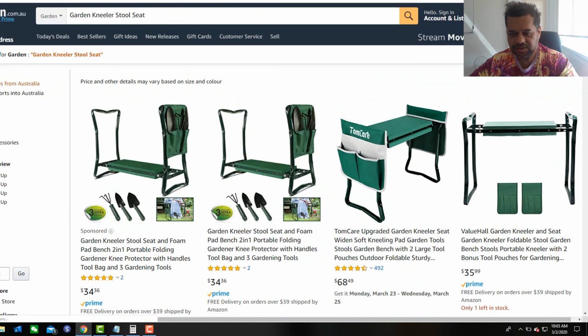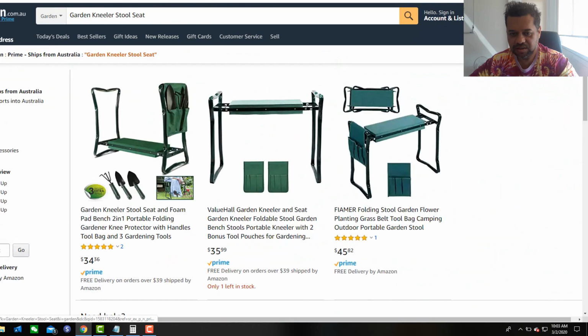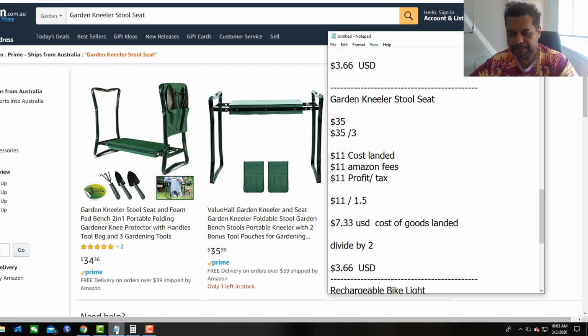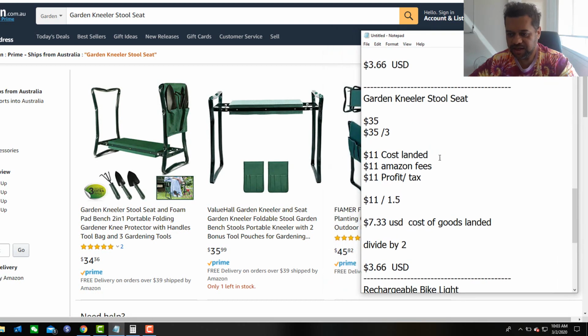But as we saw here, let's just go and see what's in Australia. So this is basically $35, $45. There's only 3 sellers. So that's $35 divided by 3. Then you get your cost of goods landed. You need to land this with $11, okay? Australian, that's what you're going to land it for. That is the real cost. Then obviously the cost, 33% for Amazon fees and $11 profit.